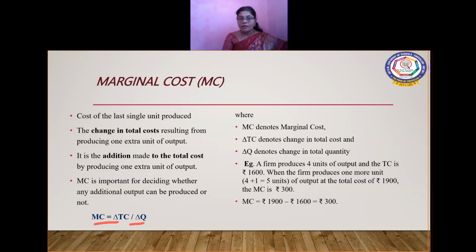So for example, if a firm produces 4 units of output and the total cost is 1600, when the firm produces one more unit, that is 4 plus 1, that is 5 units of output, if the total cost spent was 1900, then the marginal cost, MC, is 1900 minus 1600. That is the 5th unit minus the 4th unit. So here the marginal cost is rupees 300.